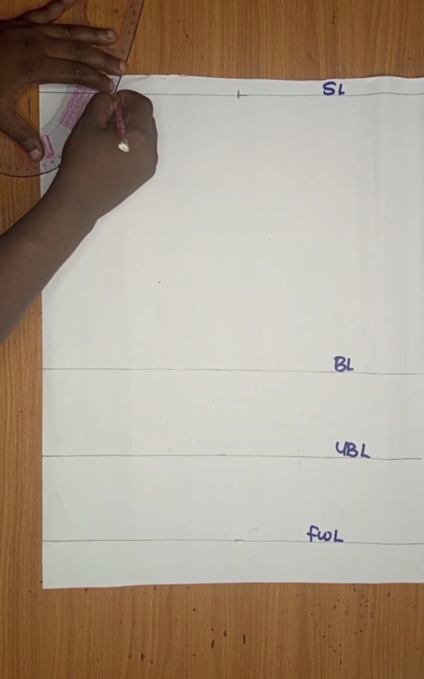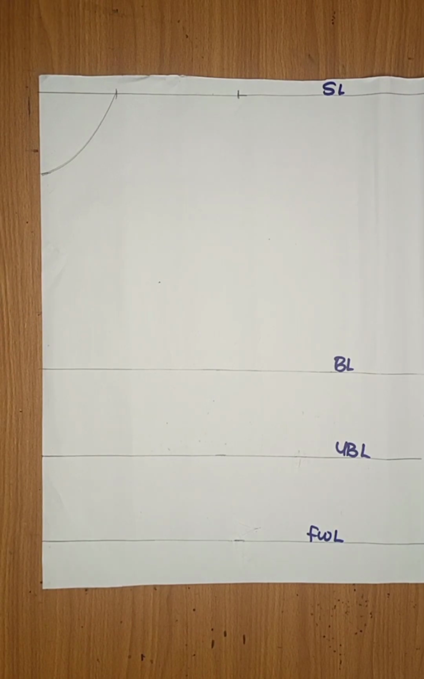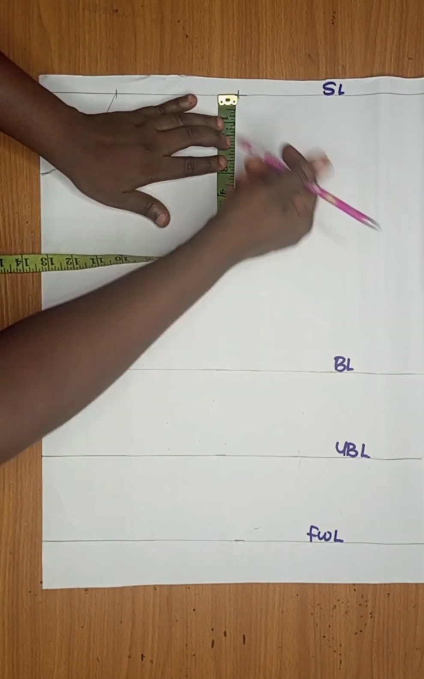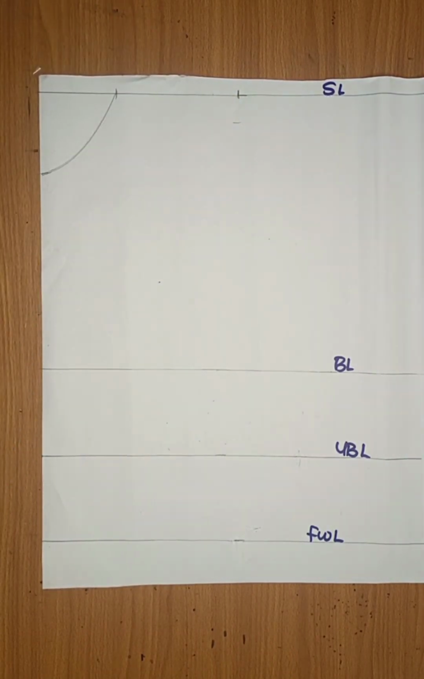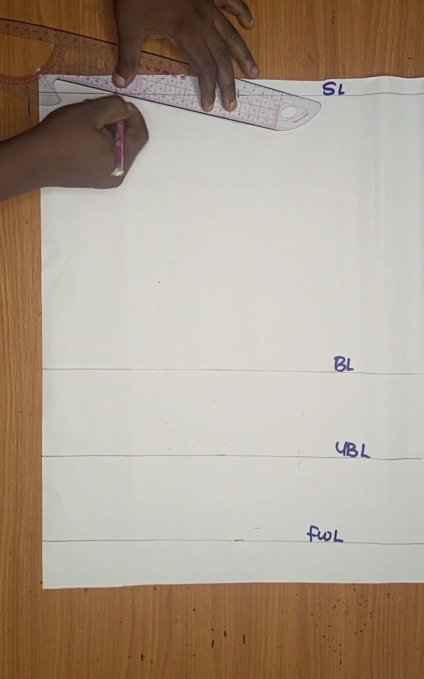Now after doing that, the next thing I'm going to do is to come down from that 8 inches point on the shoulder line by 1 inch. Now this is to get my shoulder slope. Now I'll go ahead and connect it to the neck wideness on the shoulder line like so.